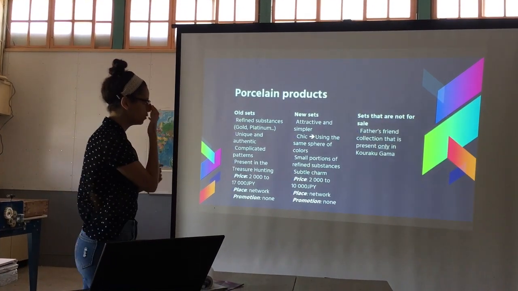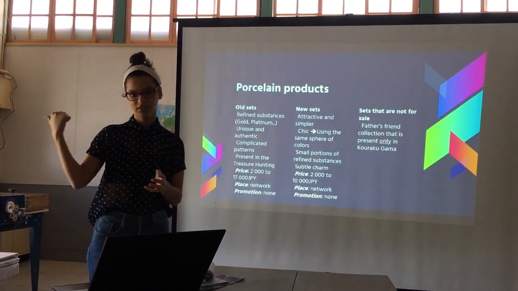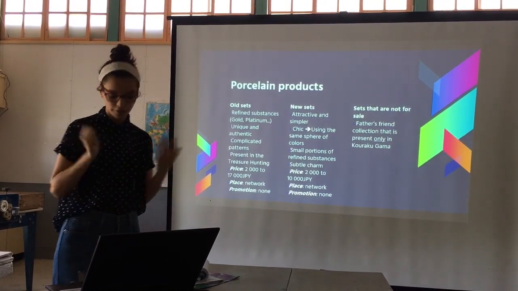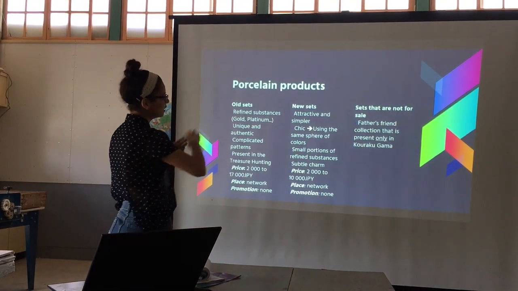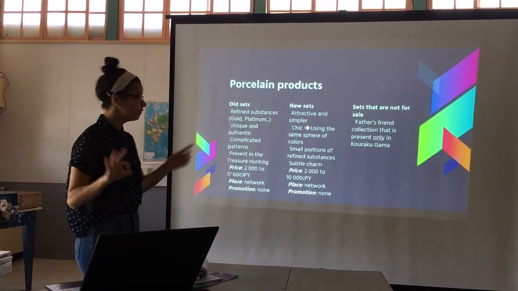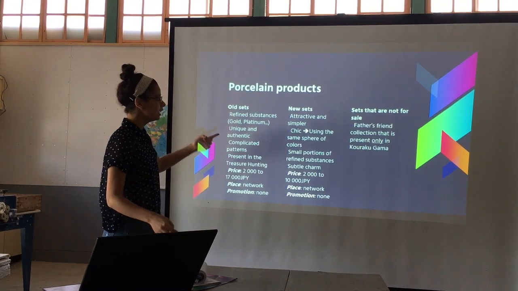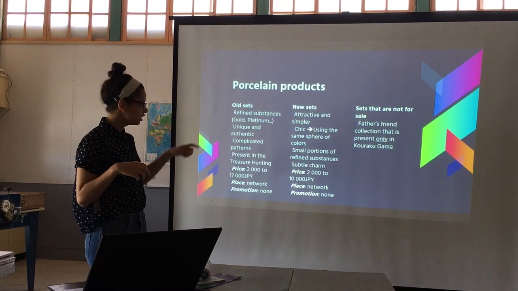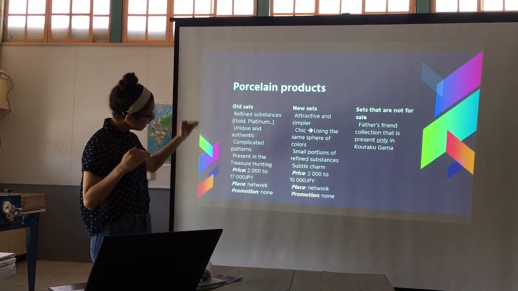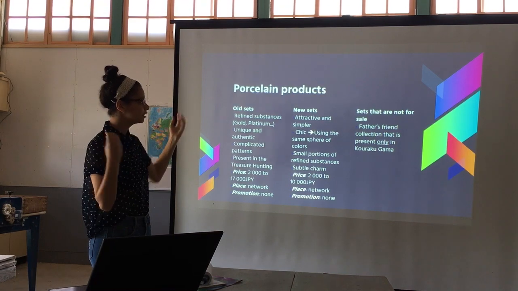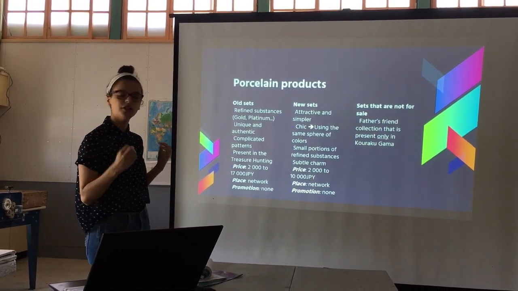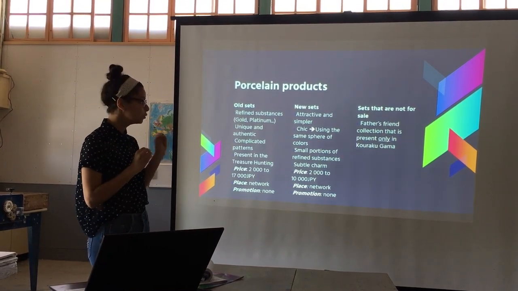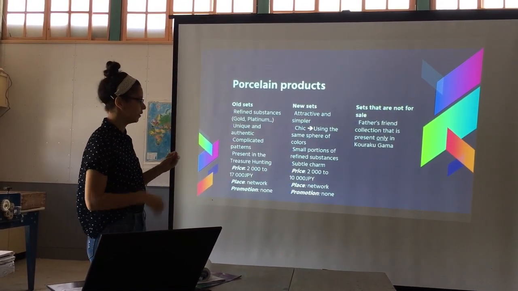First, we have the porcelain products. So I've been in the showrooms here. I've been in the factory, I've taken some notes and everything, and I've noticed that there are three types of porcelain products. The old sets, which I've taken some pictures of. All I can say is that the substances are really refined. For example, there are some products using gold, platinum, and other substances, and they are really refined substances. We can see them in the product.